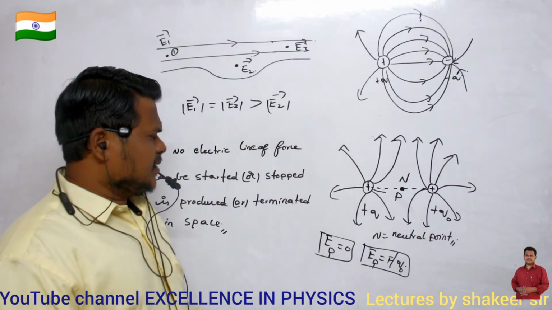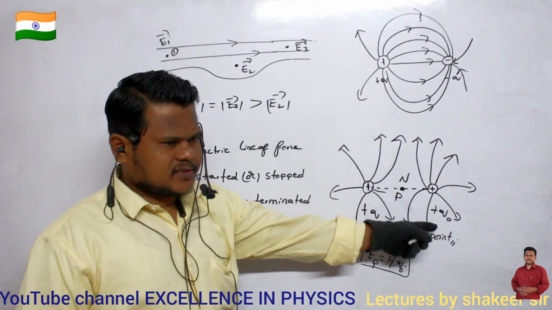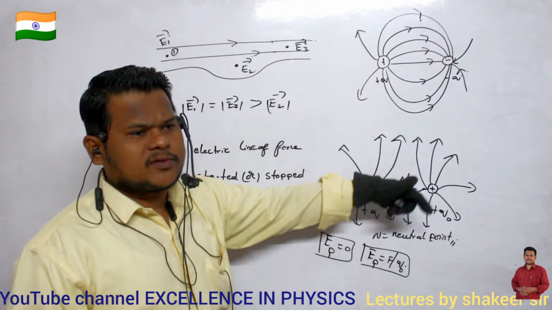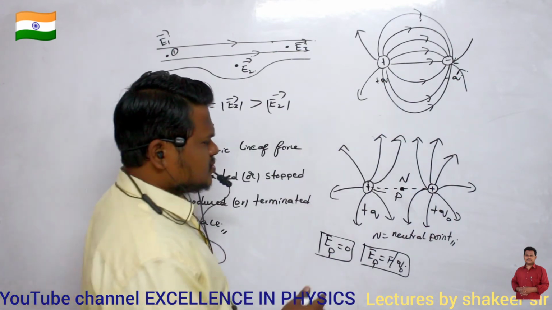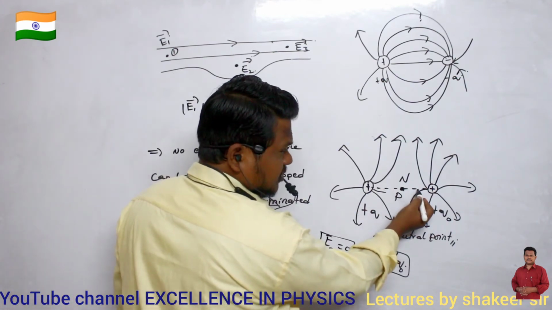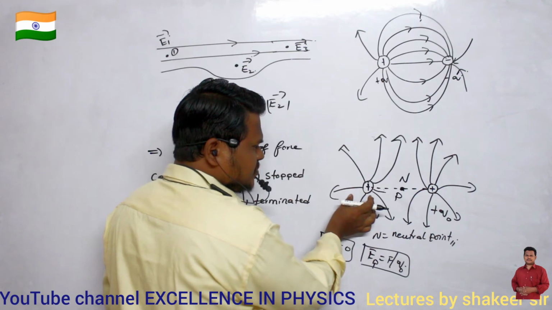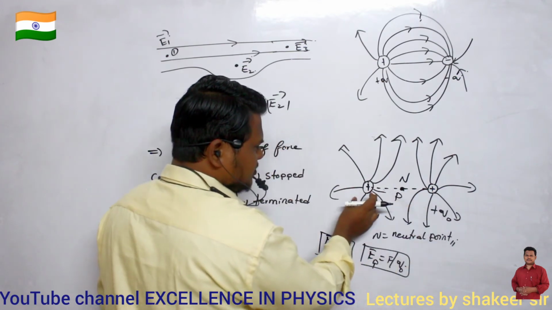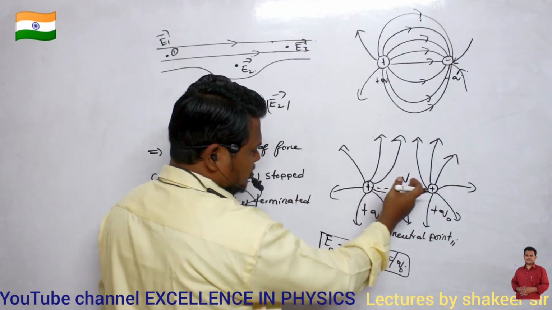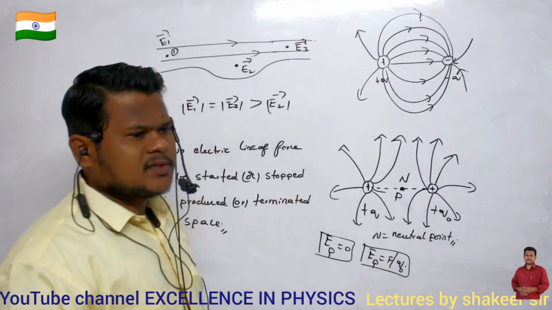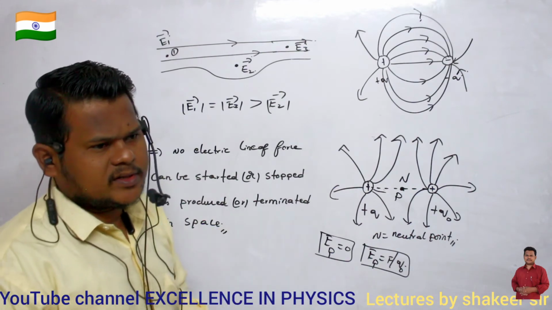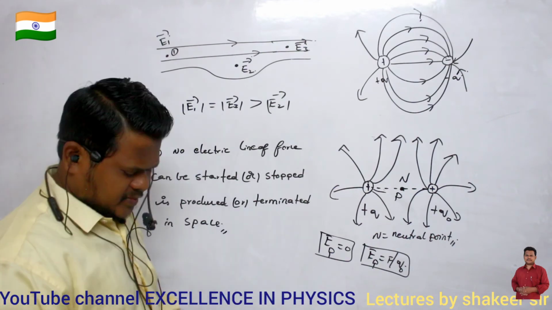Clear? And if this charge is greater than this charge, then the neutral point will shift towards the smaller charge. So neutral point will be somewhere here. In which condition? If this charge is bigger when compared to this charge, the neutral point starts shifting towards the smaller charge. This is understandable, no? In Coulomb's law, we have already studied all this. Clear? Come on, make a note up to here.